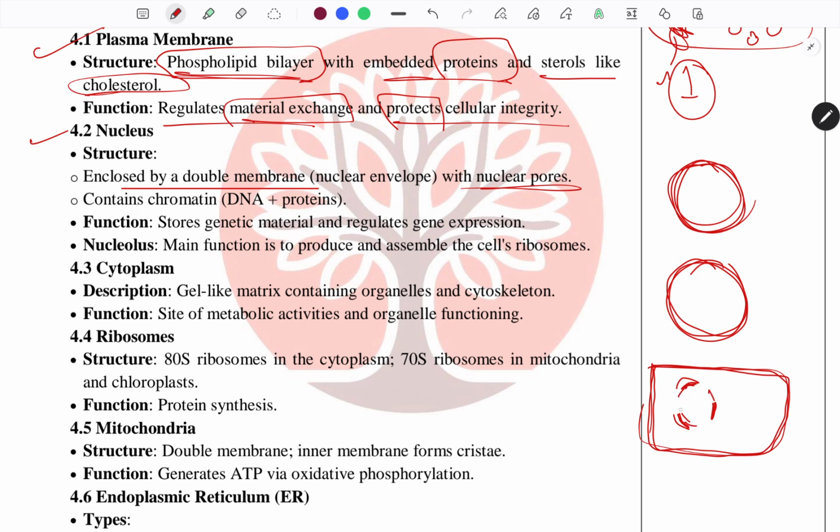So this is how it will look. There will be pores, which we'll call nuclear pores, and inside this nucleus we will see the genetic material, that is DNA plus proteins, and inside this one more organelle is present, which we'll call the nucleolus. Okay, what is the function of this nucleus? It stores the genetic material and regulates gene expression. The main function of the nucleolus is to produce and assemble the cell's ribosomes, so it controls ribosome assembly.